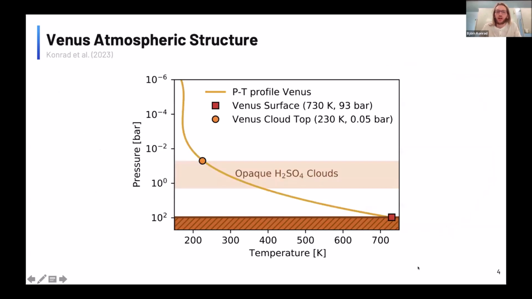So in Life paper 9, we took a closer look at Venus. And the interesting thing about Venus is that we have a thick, opaque sulfuric acid cloud layer between 0.1 bar and 1 bar in Venus's atmosphere. However, Venus's atmosphere extends all the way to 93 bars. So we have a cloud layer relatively high up in the atmosphere, which has a significant impact on the spectrum.